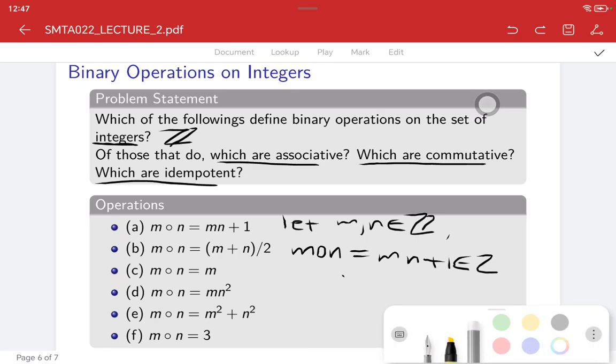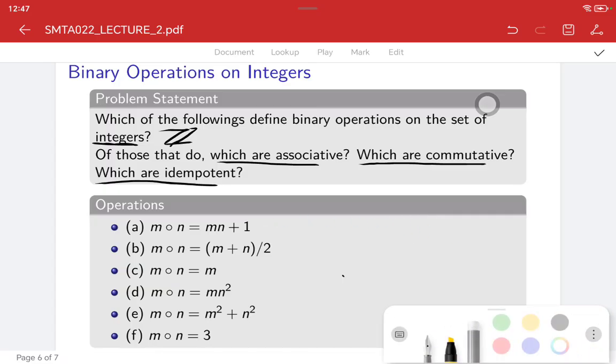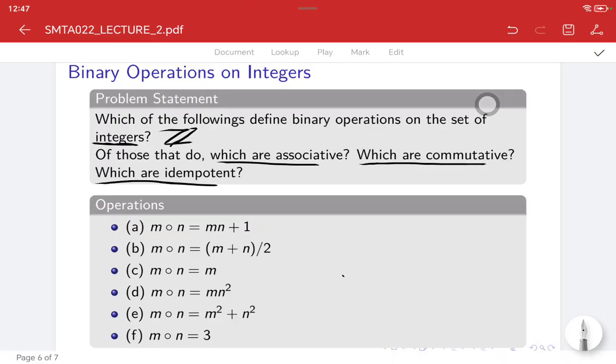Now let's check on this one. If I'm taking those two elements, let me check this one. Let's say I take two elements, I add them, then I divide by 2. Let's say M is 1, N is 2. I'm going to get 3. Is 3 divided by 2 an element of the integers?